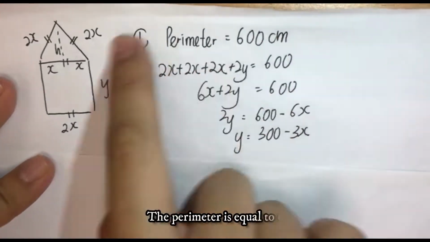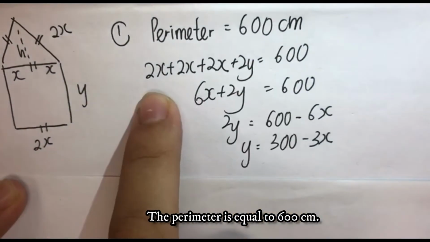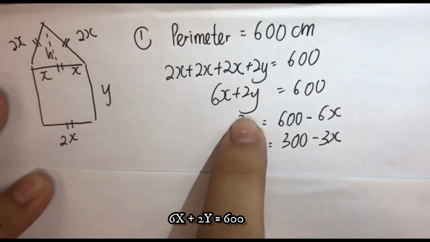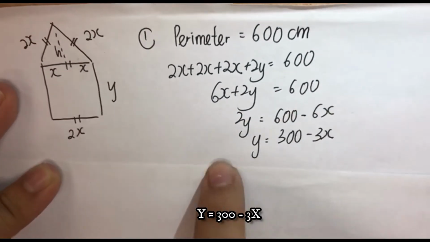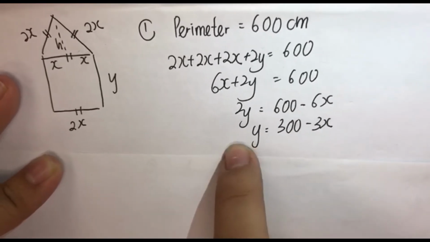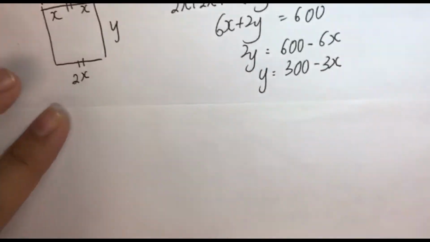We know that the perimeter equals 600 cm. So 2x plus 2x plus 2x plus 2y equals 600, which is 6x plus 2y equals 600. Solving this equation, we get y equals 300 minus 3x. So we have y in terms of x.